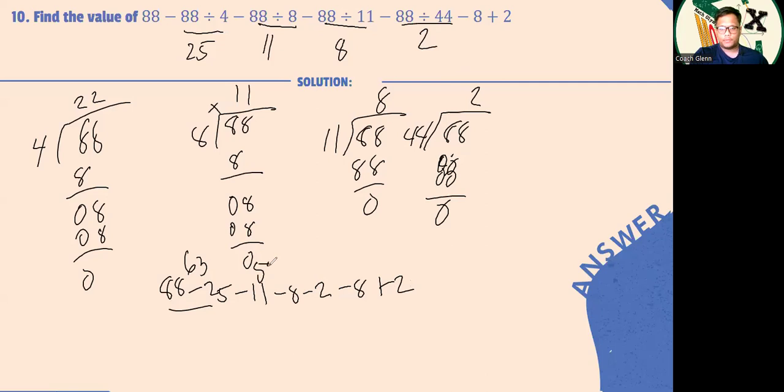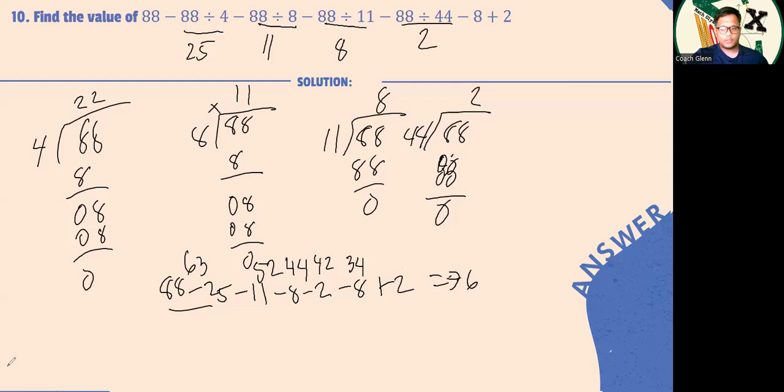So we have here 52. Next, we do 52 minus 8, that's equal to 44. So next, we have 44 minus 2. That's equal to 42. Next, we have 42 minus 8. That's equal to 34. And then finally, 34 plus 2, that's equal to 36.